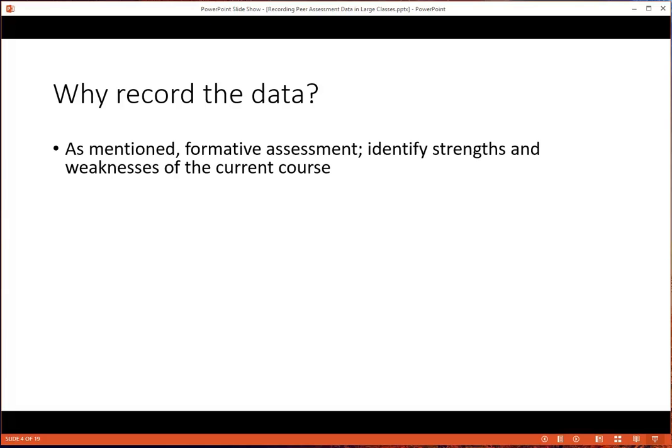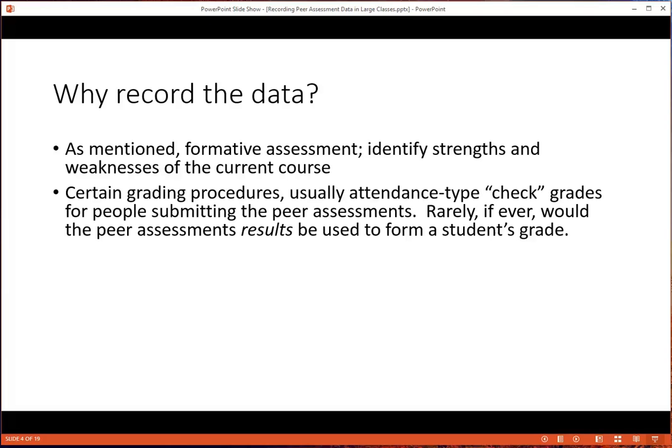So why record the data? And like I said, formative assessment is probably one of the premier reasons. Identifying strengths and weaknesses of a current course is really important in large class situations. Some grading procedures can come from a recording of the data. I don't generally suggest that you use the peer assessment results to form a student's grade.